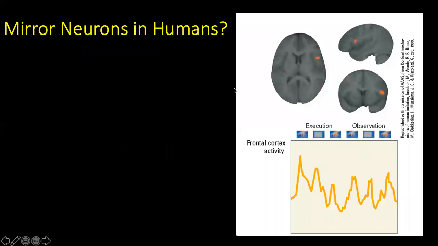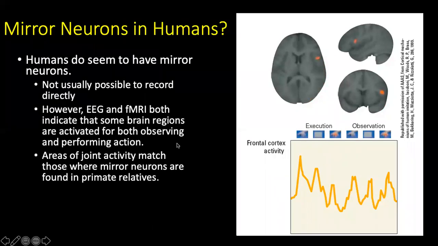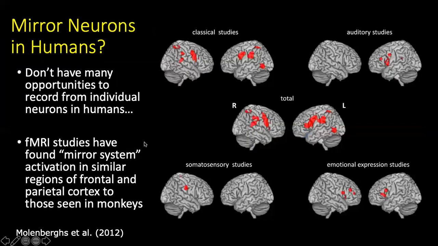So now moving on to humans, where that evidence was for monkeys, but we do see at least some evidence of this in humans as well. Like we've talked about, there are not a lot of opportunities to record from neurons directly in human brains unless they're already undergoing surgery for epilepsy or cancer or something like that. But we do have some evidence from EEG and fMRI studies that suggest that there are mirror neuron systems in the brain related to the types of things we see in monkeys in those frontal areas.